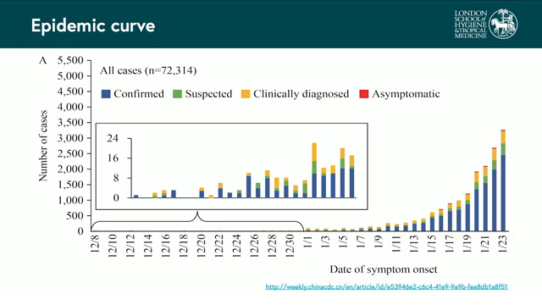This shows the epidemic curve of the outbreak up until travel restrictions were first imposed in Wuhan on 23rd of January. Cases are plotted by date of onset of symptoms. Most of these cases were not actually diagnosed till after the 23rd.